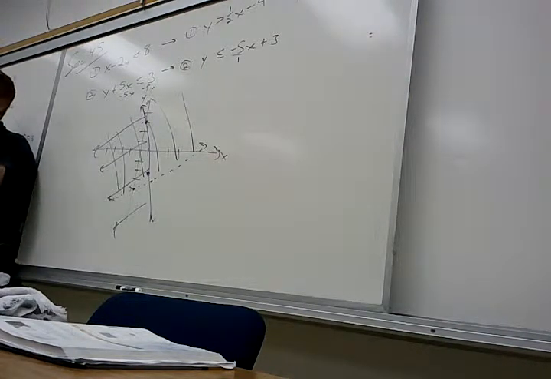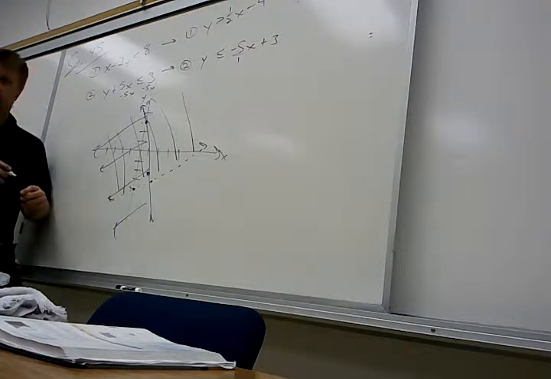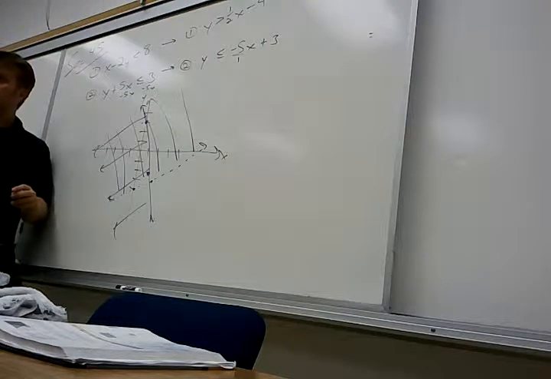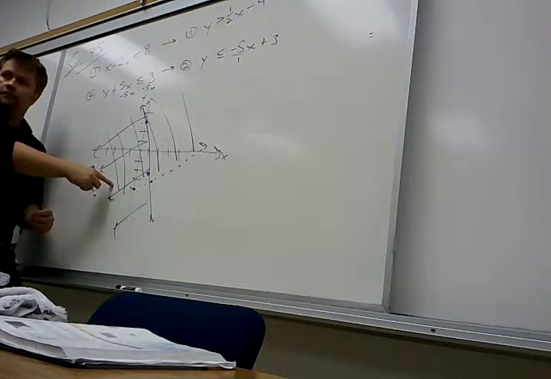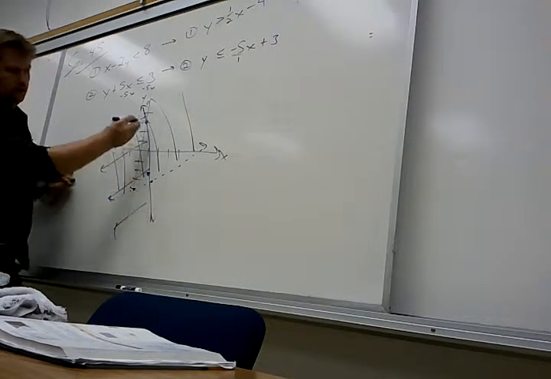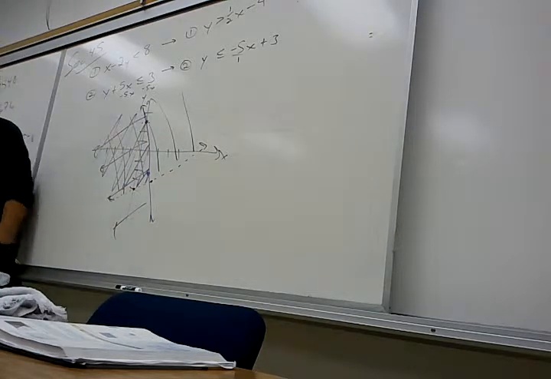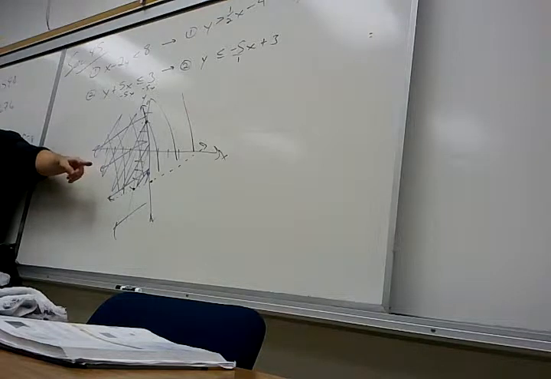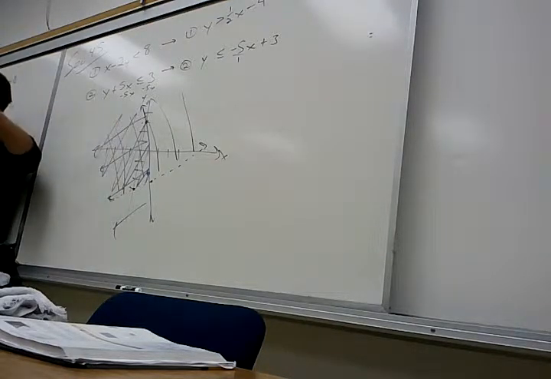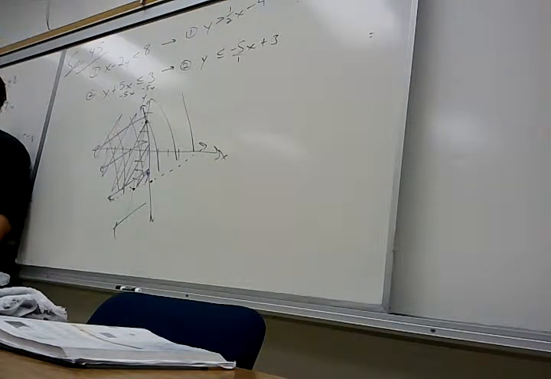So where's my answer? Where's my true answer? It's everywhere that's darkish. No, it's where the dotted and solid lines... it's where the two shadings overlap, right? So here's my one line, here's the other line, so it's right in here. So on your homework or on a test, go ahead and make that section a little bit darker. Go ahead and shade it in a little bit more, okay?